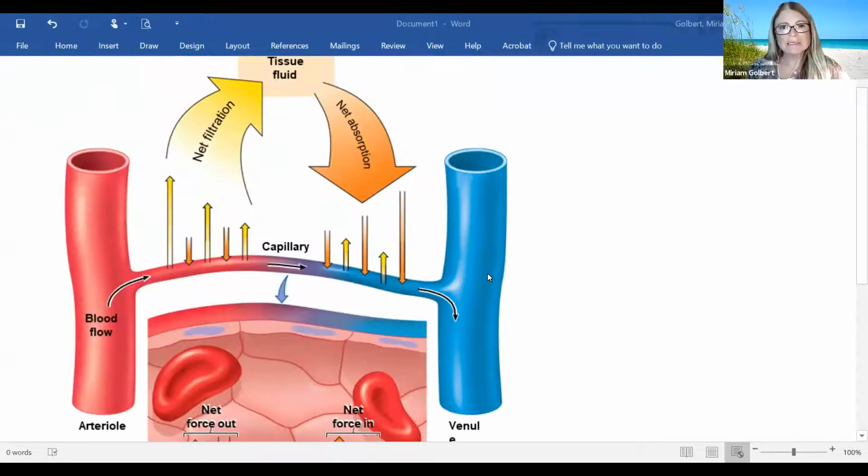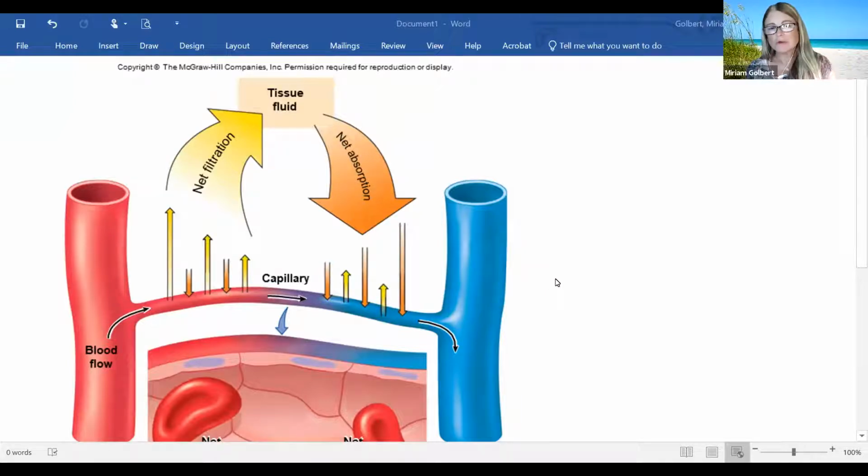So I made this slide a little larger because I know in the PowerPoint it is tiny, very small. So I make it a little larger. And this is your capillary network, and this is at the tissue level.